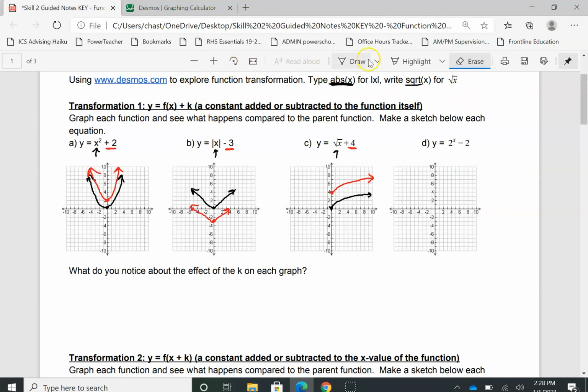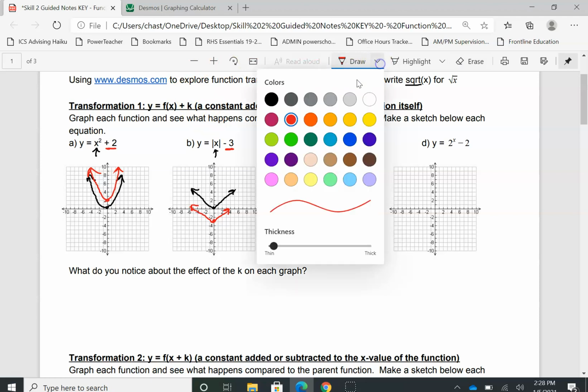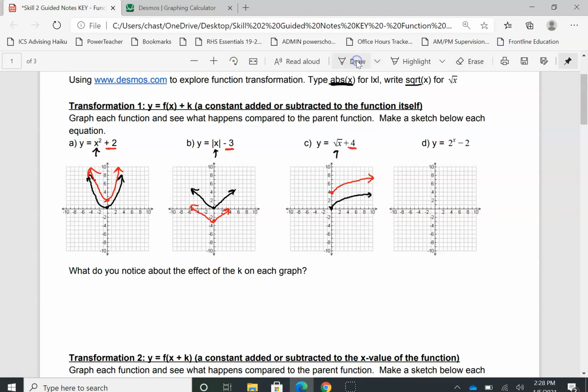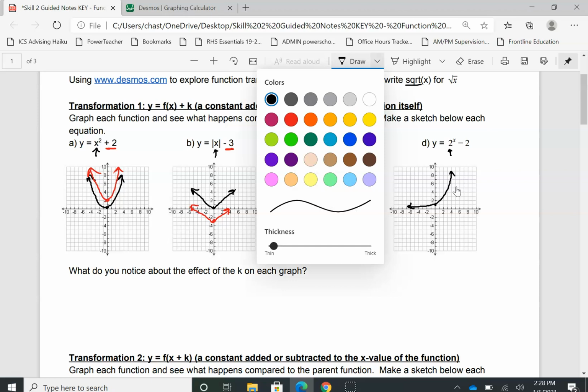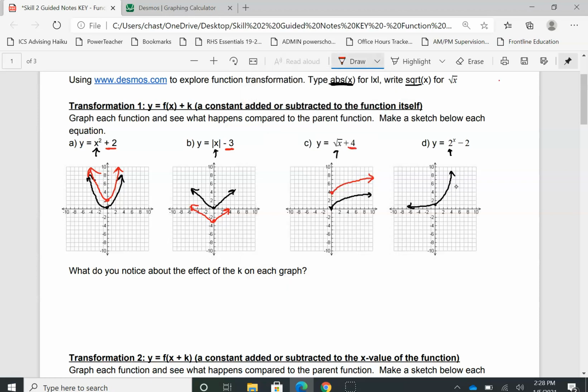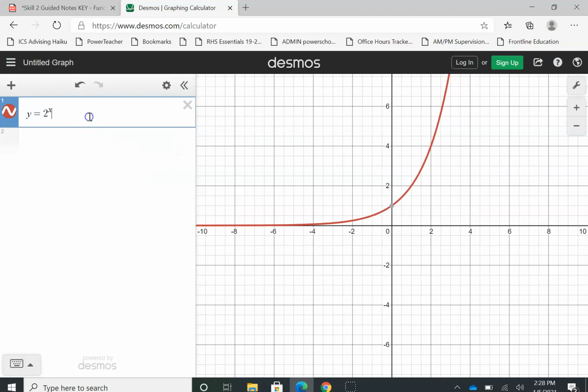So I'm going to graph this parent function. The parent function has a y-intercept of 1 and kind of graphs like this. That's the parent. Now, when I apply the transformation to it, minus 2, let's see what happens. So if I take this function, let me just type it in again.